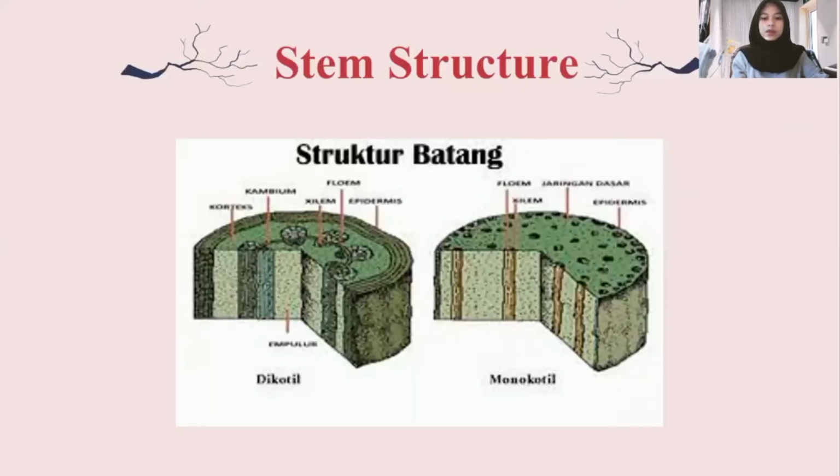Here there are parts of the structure of dicotyledon and monocotyledon stems. The composite layers of tissue in dicots are epidermis, cortex, cambium, xylem, and phloem. Monocots have phloem, xylem, ground tissue, endodermis, and epidermis.